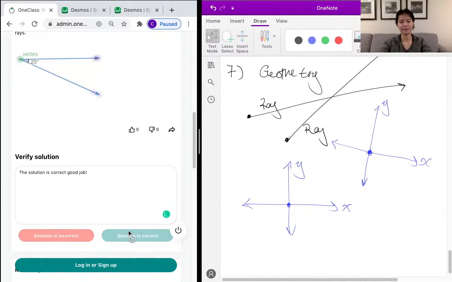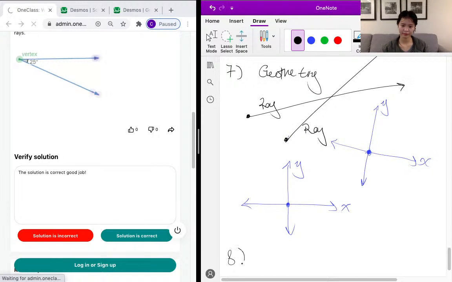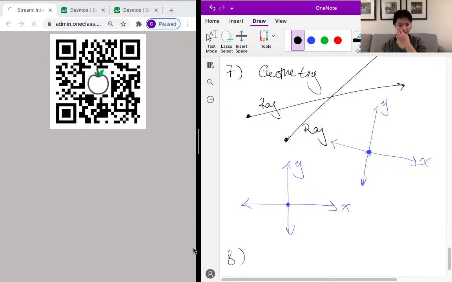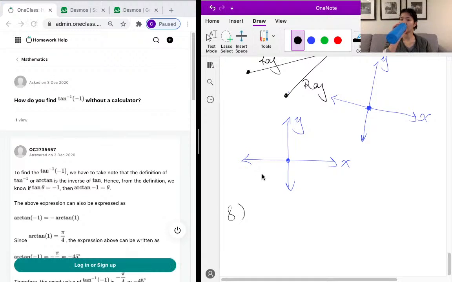Yeah, nice. Now let's look at our eighth problem. Let's scroll down a little. And this asks us, how do we find the tangent of the arctangent of -1 without a calculator? So we know that the arctangent of -1 is just like that.